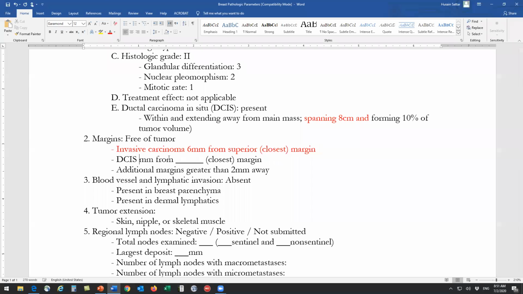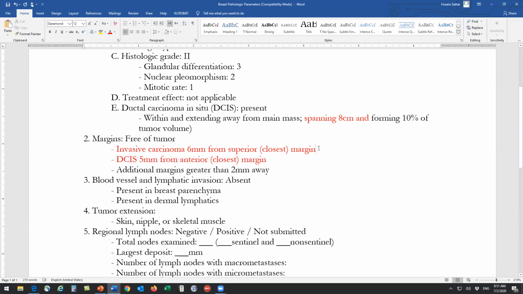Same thing with DCIS, okay? So, DCIS is 5 millimeters from the anterior, closest margin. Now, these margins become important because sometimes if we have close margins, the surgeon will go back and resect those margins. That's something to consider because it's going to affect how the patient's treated and handled. And so we do want to make sure that we're assessing margins well.